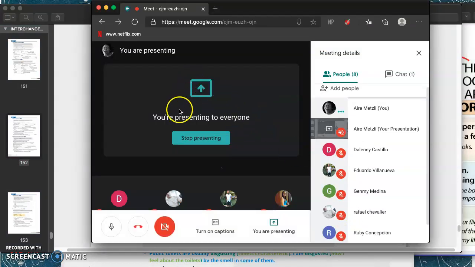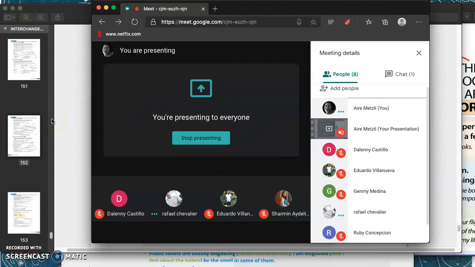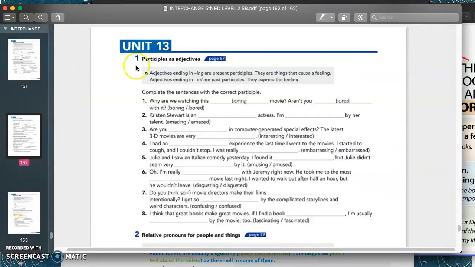Hello, guys. Sorry, teacher. Repeat. If we have sentence number 2, we have Kristen Stewart is an blank actress. What would you say? That she's an amazing actress or that she's an amazed actress?